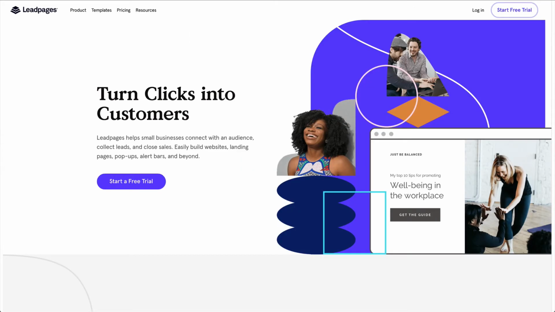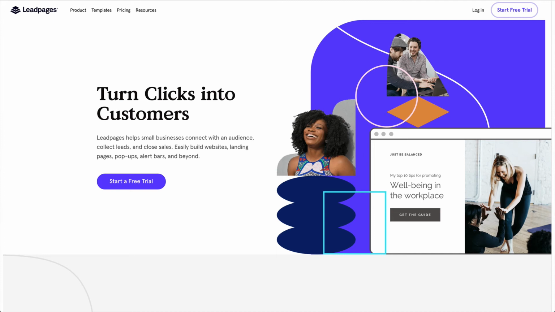So here's a landing page to a popular website called Leadpages. And if you go on their website right now, this is what you'll see. I'm sure they change it pretty often. But the headline is turn clicks into customers. And then if we read the subtext, it says Leadpages helps small businesses connect with an audience, collect leads, and close sales. Easily build websites, landing pages, pop-ups, alert bars, and beyond. So that's great. And that speaks to the logic in a very good way.